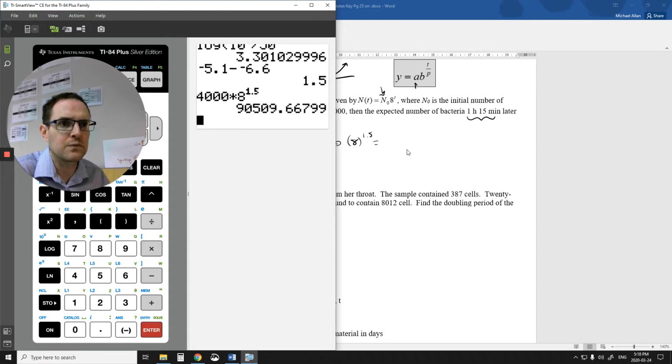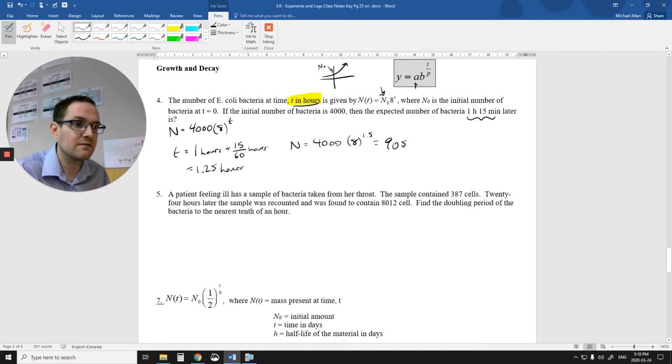So I have a pretty big number here. 90,509. 90,510 actually, if I round it. 90,510 bacteria. There we go.